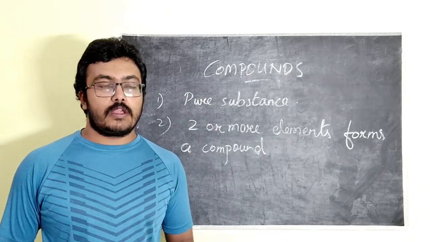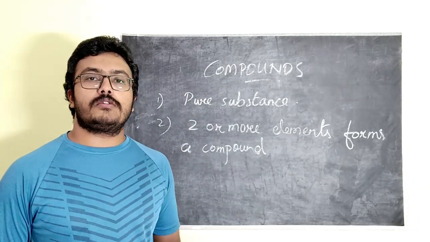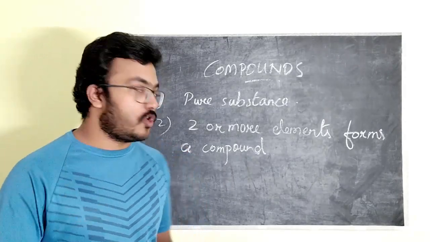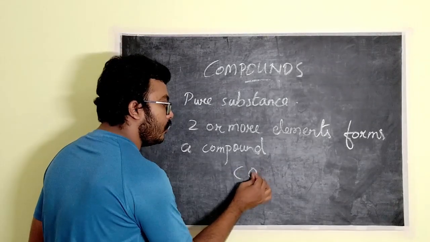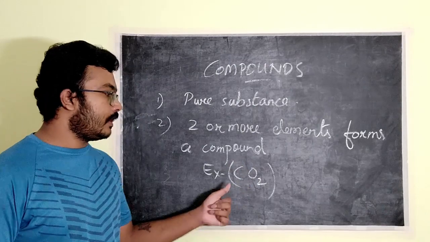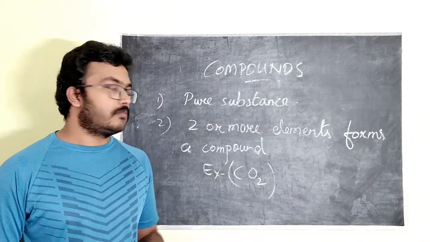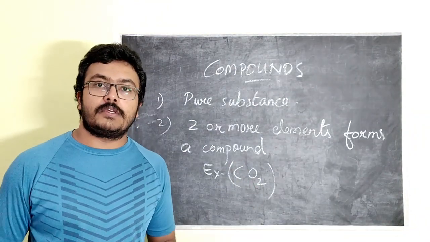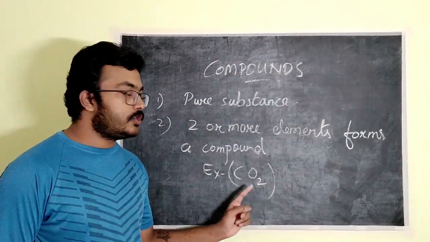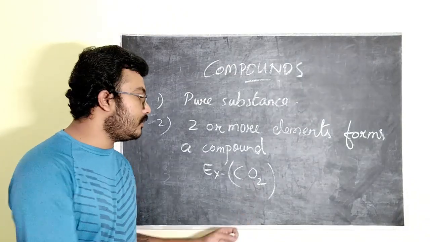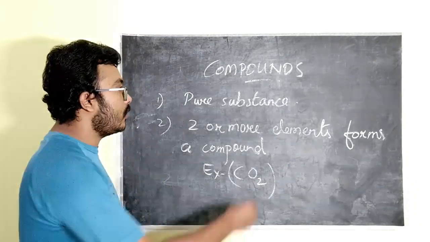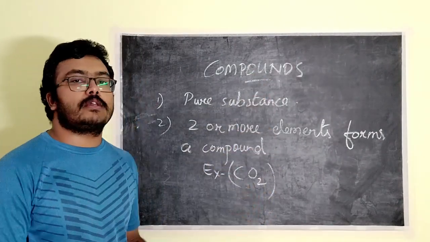Alright, now examples for compounds. The simple example which you are familiar with is carbon dioxide, CO2. Carbon is an element, oxygen is another element, and there are two oxygens, therefore it's written as O2. So two oxygens when combined with a carbon atom, we get the compound named carbon dioxide.